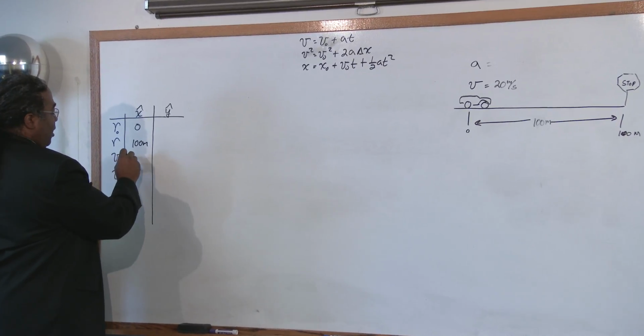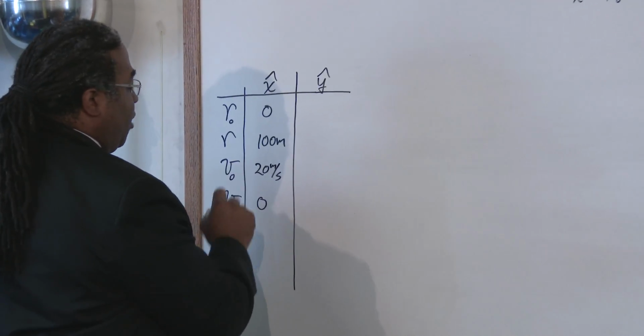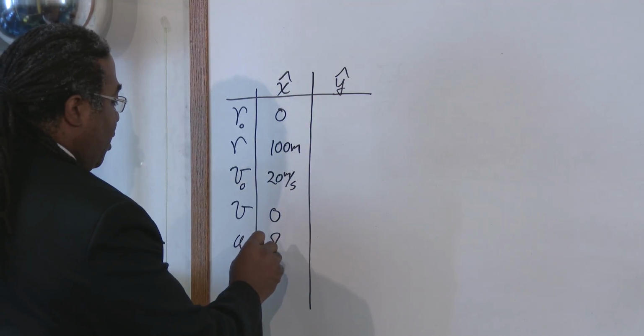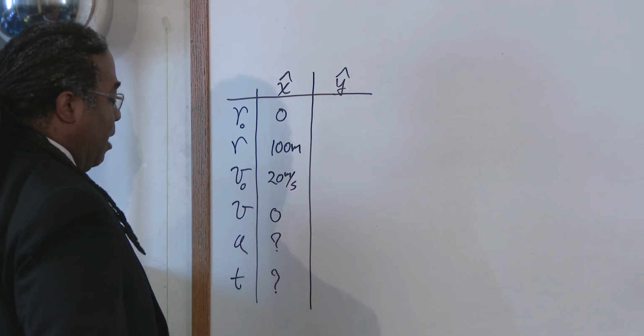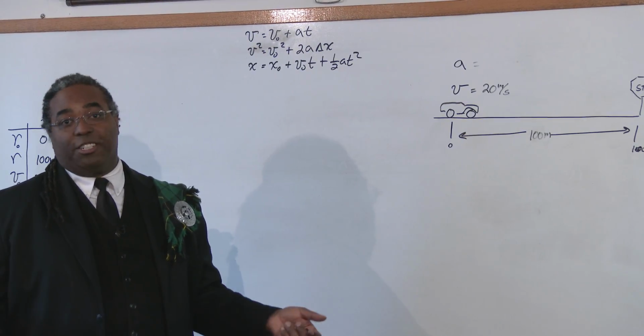Our initial velocity is 20 meters per second. Our final velocity is 0 because we said that the object came to a stop. And we don't know what our acceleration is, and we don't know what our time is. Okay, so let's go through the steps. The first thing we need to do is find out which equation we need.